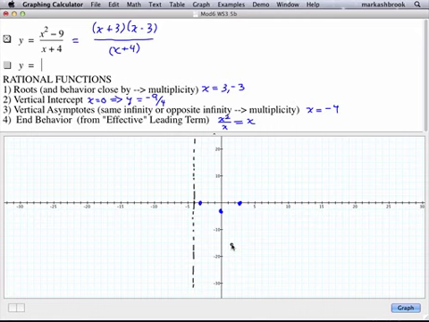Okay, end behavior. The effective leading term is like x. So basically, as x gets very large, positive and negative, this rational function will get closer and closer to the graph of y equals x. I'm going to use the graphing calculator to do that. So I'm going to graph y equals x. Hopefully it'll show up in gray. Oh, good. Okay, so that's y equals x. That has to do with end behavior.